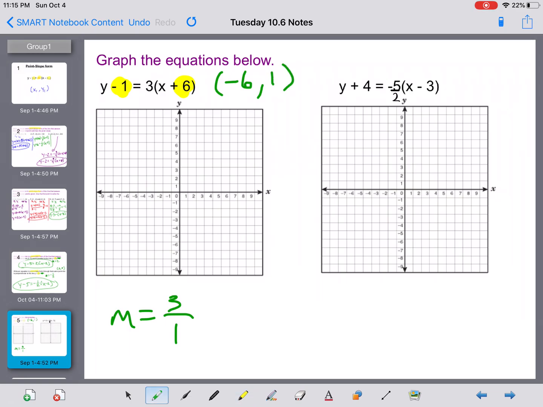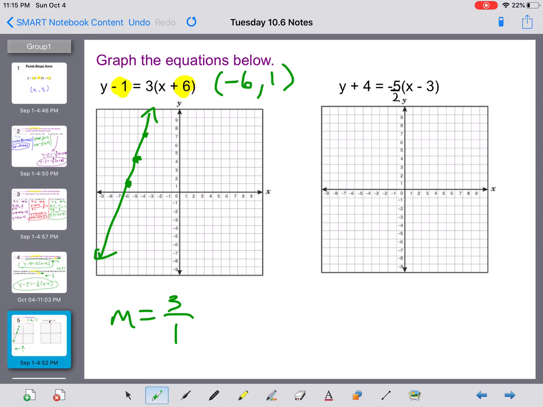So we're going to go to negative 6, positive 1 is right there. And then we're going to use our slope. We're going to go up 1, 2, 3 to the right 1. And then we want one more point, up 1, 2, 3 to the right 1. And then we want to draw a line that goes all the way to the end with arrows extending like so. So you want to make sure that you have that.